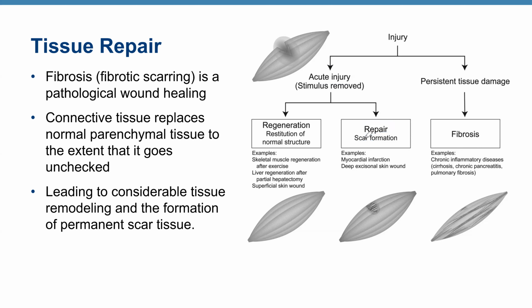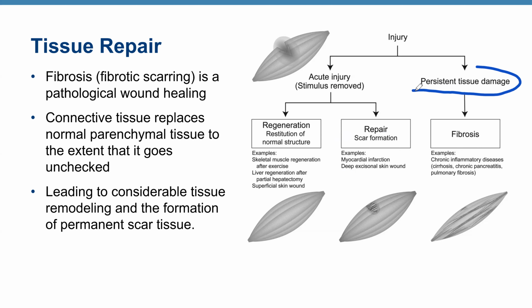So if you replace muscle with connective tissue, you do not expect that connective tissue to have the same structure and function, right? So that means that you will compromise the function of the organ if it's repaired by scar. An example would be myocardial infarction. When cardiac muscles are damaged, they die, they're replaced by scar, or deep excisional skin wound. So if it's a deep wound, then you damage the dermis, and dermis will heal by scar formation.